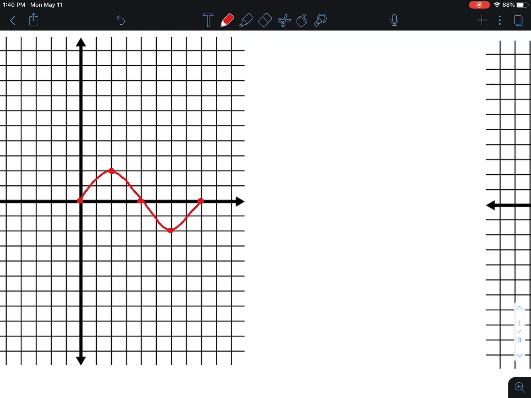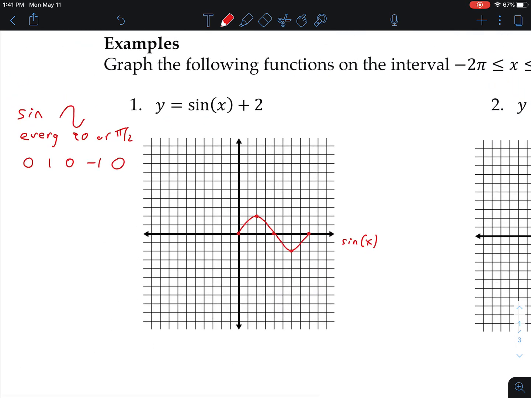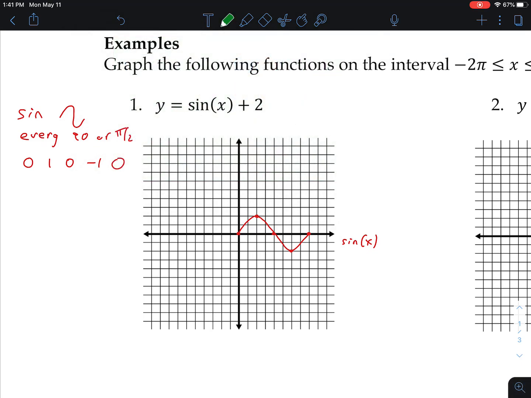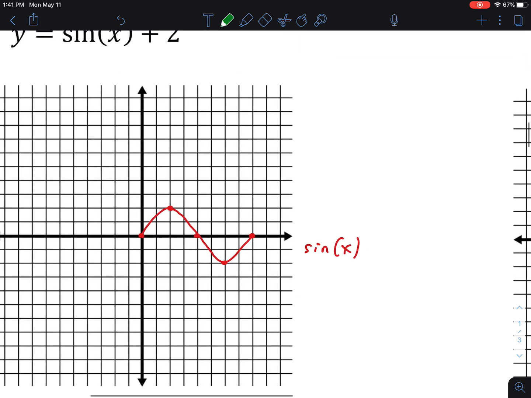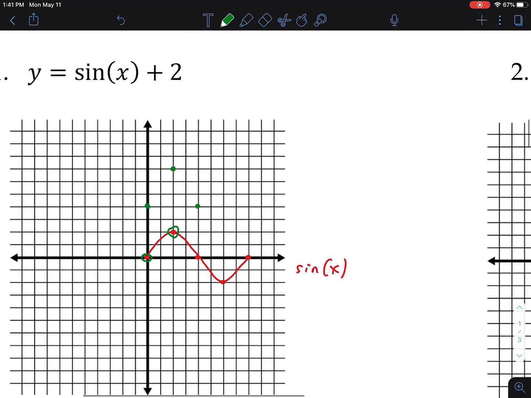So here's my normal sine of x. Okay? And there's typical sine. Now let's take everything and slide it up 2 units. So I normally start at 0. Now I'm starting at 2. I normally start at the second part at 90, at pi over 2. I'm at 1. Now I'm going to be at 3. I'm normally at 0, so now I'm going to be at 2. I'm normally at -1, so now I'm going to be at 1, 2.